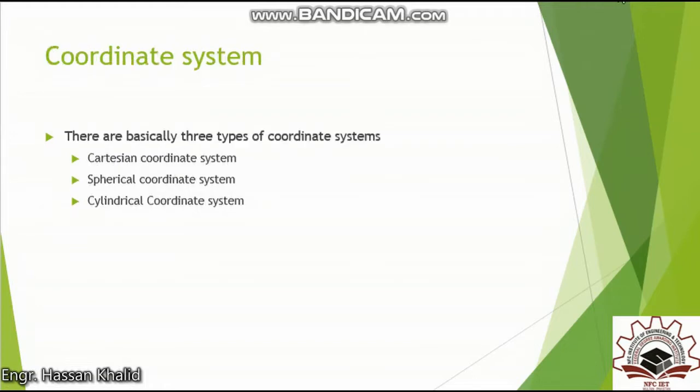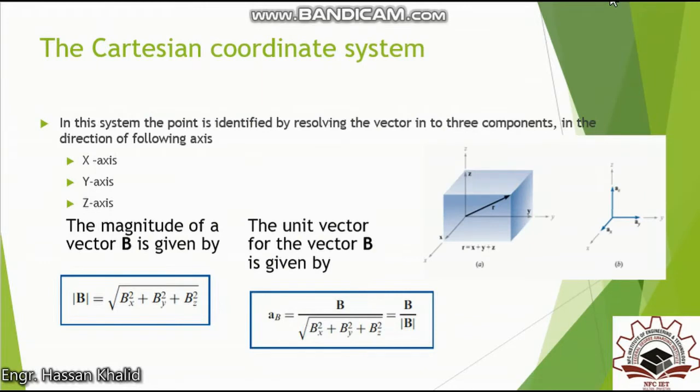Let's discuss the coordinate system. The coordinate systems are divided into three main types: Cartesian coordinate system, spherical coordinate system, and cylindrical coordinate system. Now let us consider the first type, the Cartesian coordinate system. In this system, a point is identified by resolving the vector into three components in the direction of the x-axis, y-axis, and z-axis. Suppose that we have the vector r pointed in an arbitrary direction in the rectangular coordinate system, also termed the Cartesian coordinate system.